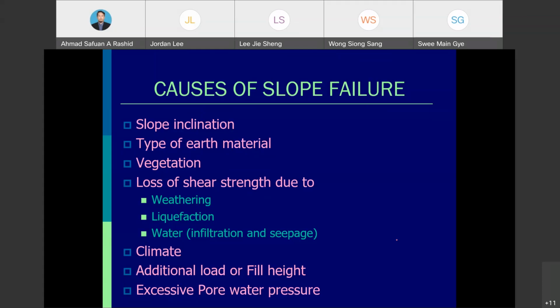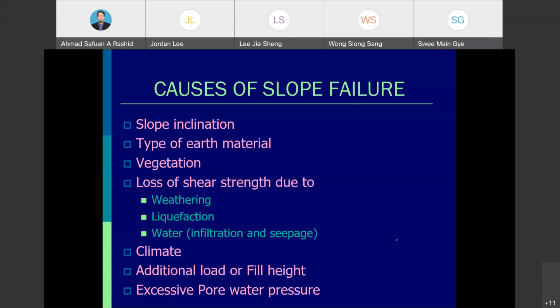Additional load or fill height: when there is additional load or surcharge on the top of the slope, it can contribute to the reduction of the factor of safety. Or the fill height, for example when we construct an embankment, can also reduce the factor of safety and cause failure of the bearing capacity.